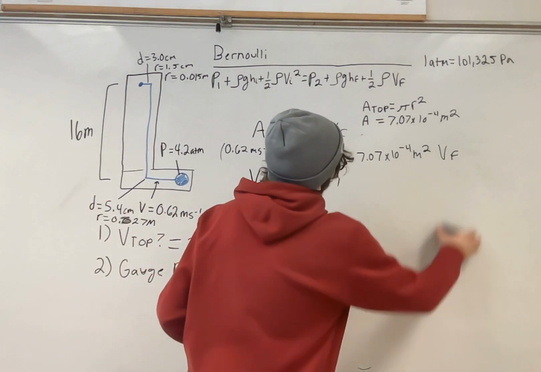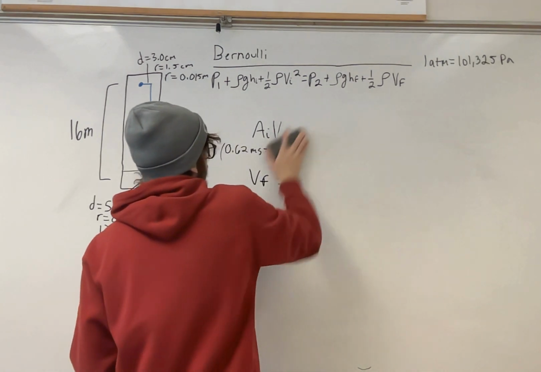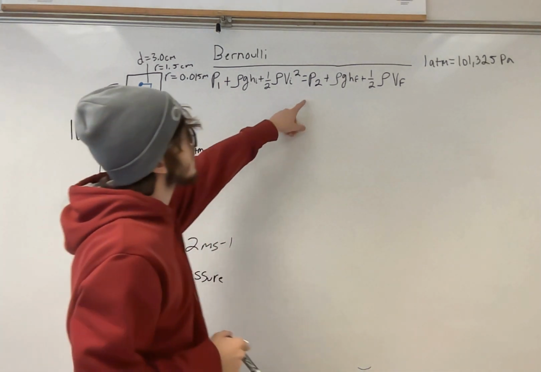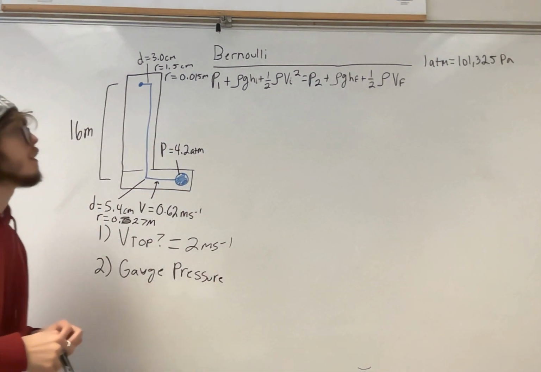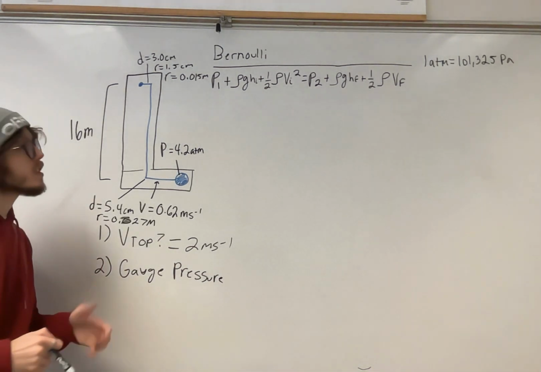So we have that idea, that our fluid is moving 2 meters a second at the very top. Now we have to use Bernoulli's equation to find the gauge pressure at the very tippy top. We're given a lot of these values, but there is one thing we can cancel out. And what would you think that is?